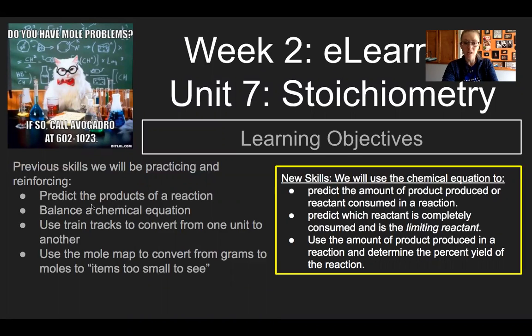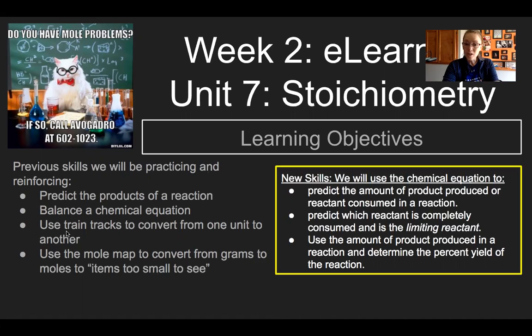So some previous skills that we're going to be building on, we're still using those ideas of predicting the products of a reaction. We're still remembering that the reaction is a chemical equation. The chemical equation is a scientific model, and that this model has to accurately represent the real world. So we balance chemical equations to remember that in the real world, compounds combine and rearrange to form new products.